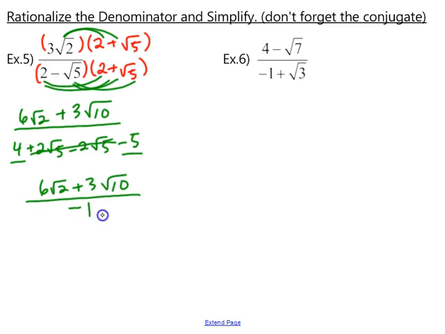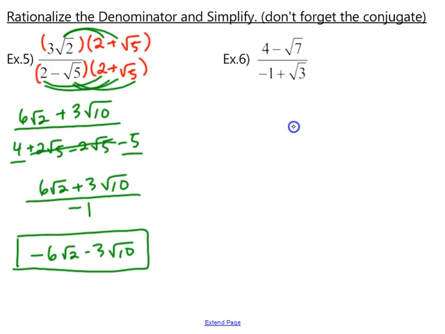So we don't ever want to leave 1 on the bottom of a fraction, so if we simplify this further, we really just need to make the numerator each term negative. So this is negative 6 root 2 minus 3 root 10, and now we are finally done simplifying this and rationalizing the denominator. So let's go ahead and work out this next example.